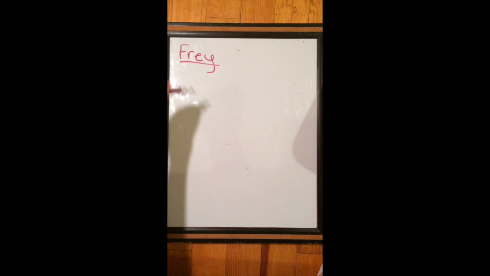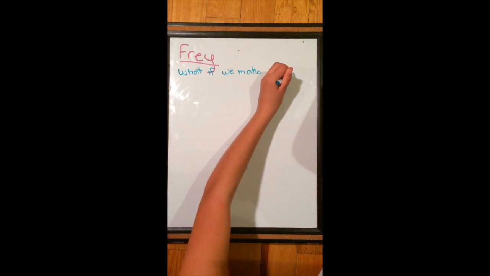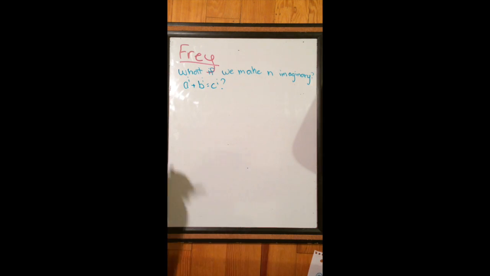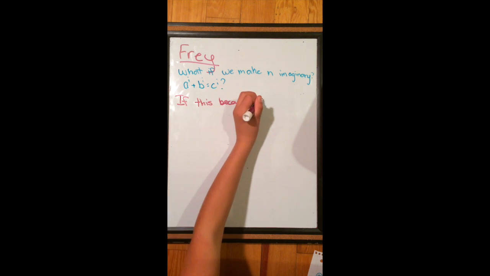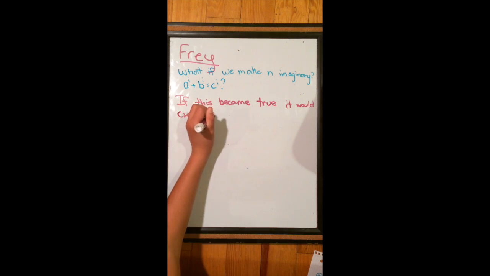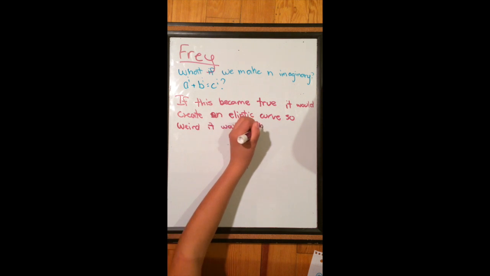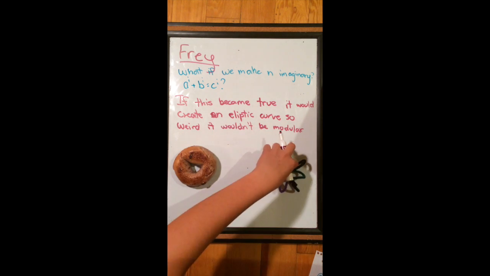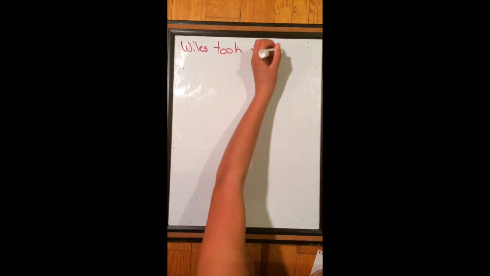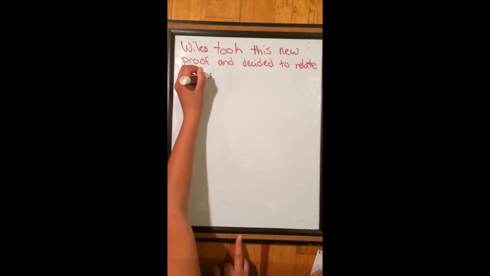At one point, there was a guy named Frey who had heard of this conjecture and Fermat's last theorem, and he said, what if we make n imaginary? If this created an equation that were true, it would create an elliptic curve so weird it wouldn't be modular anymore. This idea became known as the epsilon conjecture. It was later proved by another mathematician. So Andrew Wiles took this newly proved epsilon conjecture and related it back to Fermat's last theorem.